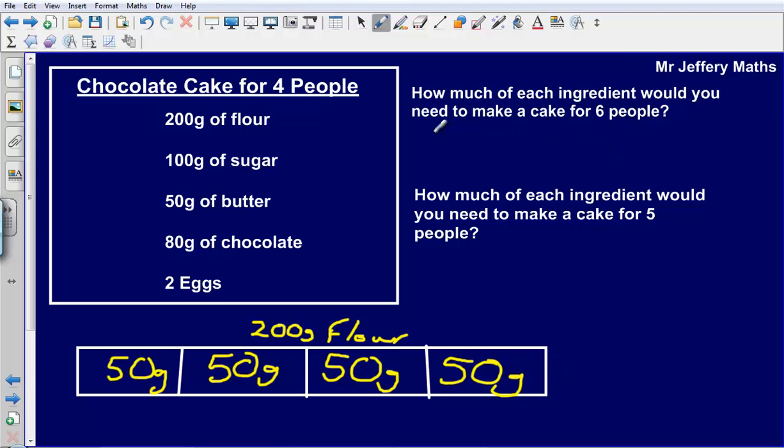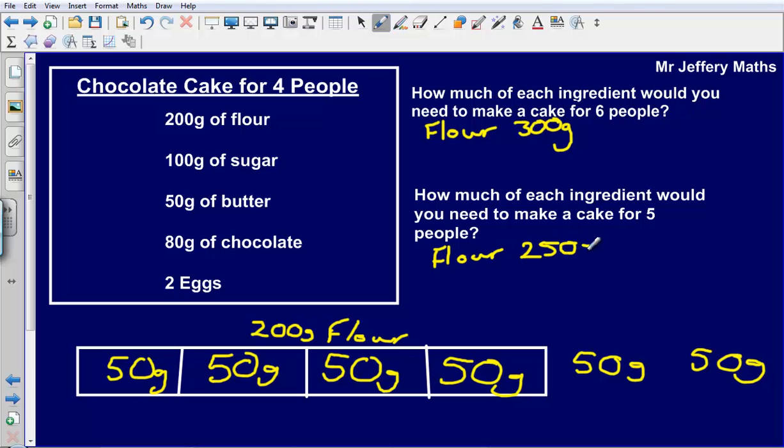And so how much flour would I need? Well, I'm going to need 300 grams. So 50 plus 50 plus 50 plus 50, that was for 4 people, and on top of that I'll need another 50 and another 50 because I want to make it for 6 people. At the same time, similar kind of question, how much would I need to make a cake for 5 people? Well, that would be 250. So 1, 2, 3, 4, 5 people.